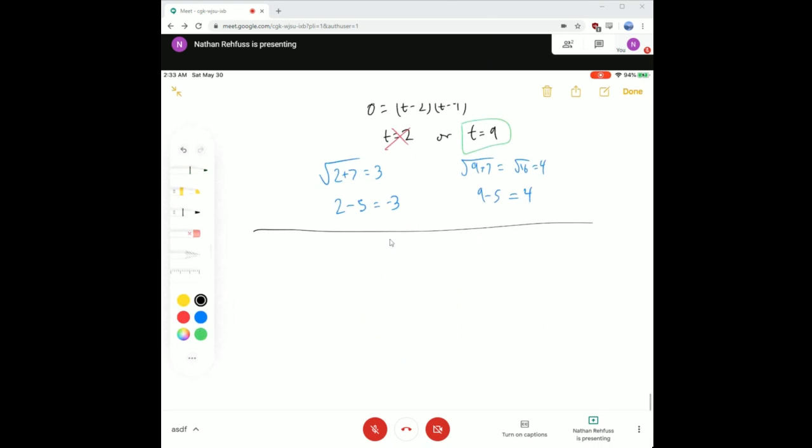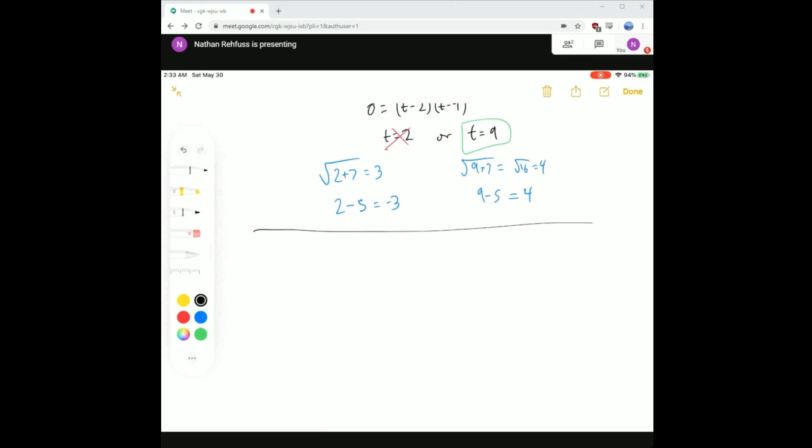So those are the kinds of problems that you'll see on the test. But I want to do a problem that's a little bit trickier, just so you've seen it in case you see something like this in the homework.